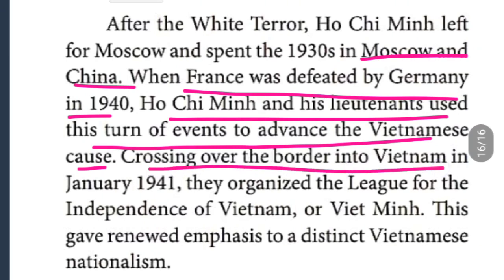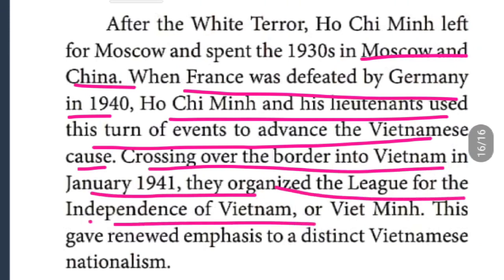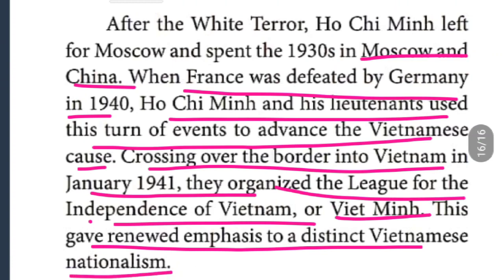Crossing over the border into Vietnam in January 1941, they organized the League for the Independence of Vietnam, because in order to achieve independence, they had planned it. They organized the League for the Independence of Vietnam, or Viet Minh. In the heading itself it's given, emergence of Viet Minh, in order to get independence from France. So this gave renewed emphasis to a distinct, in the sense different, Vietnamese nationalism.